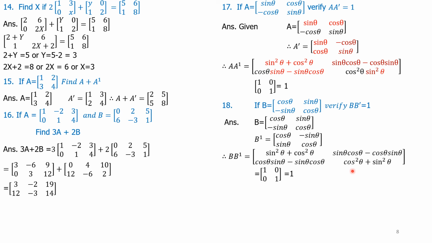And we also know that cos squared theta plus sin squared theta is equal to 1. Therefore, the resultant matrix is 1, 0, 0, 1. That is, simplifying, it is I. Hence, we have proved B B dash is equal to I.